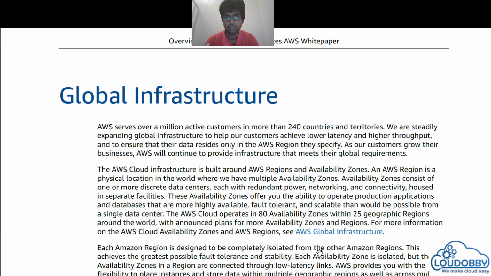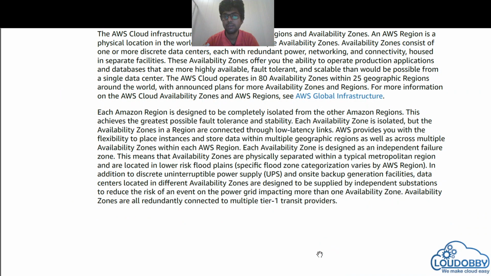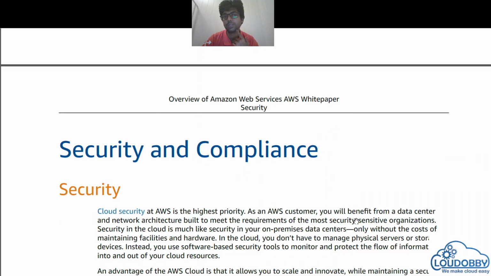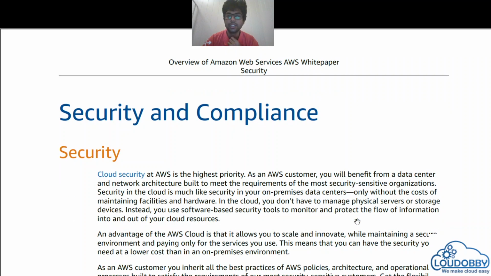Global infrastructure, of course, we have regions, AWS in all the regions. It has 80 availability zones. Availability zones are nothing but the data centers. 25 geographic regions, 25 countries basically. So it covers a variety of countries. So it's easy to go globally. You need to have one account with AWS.